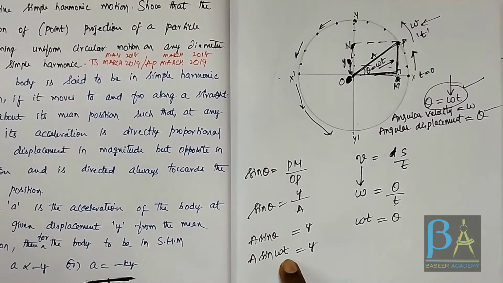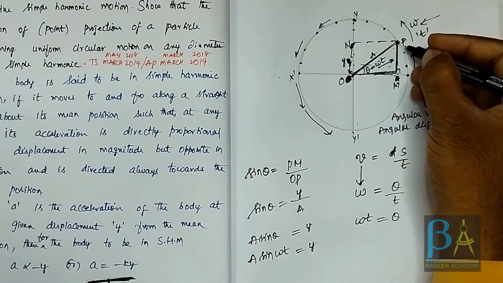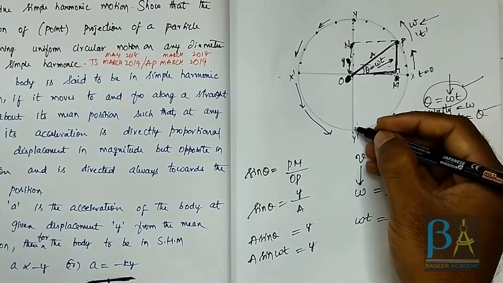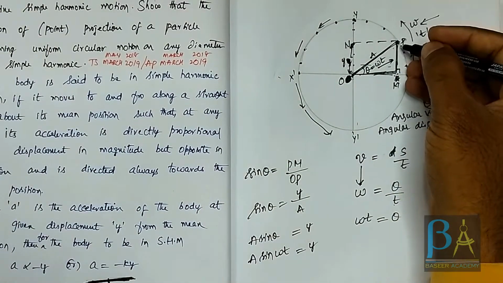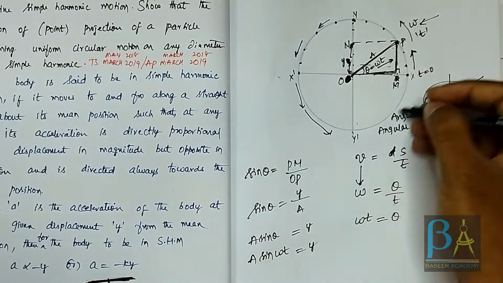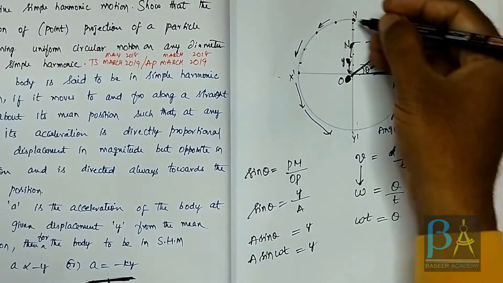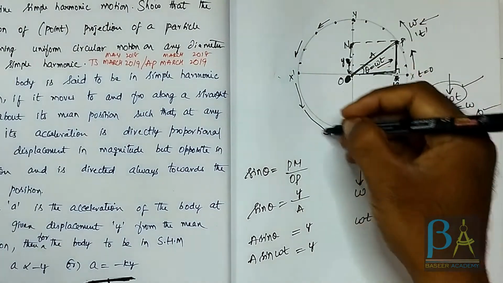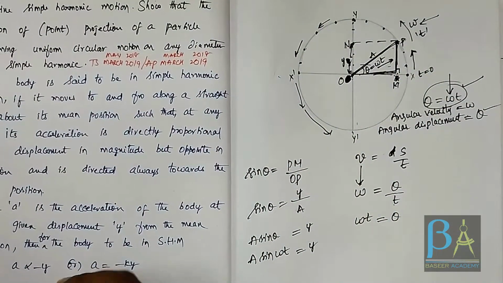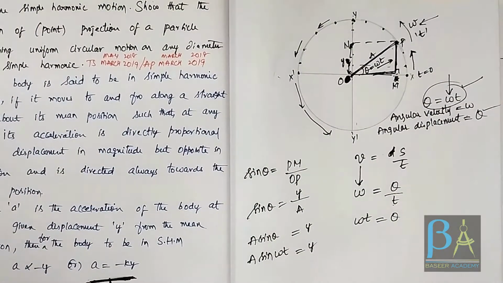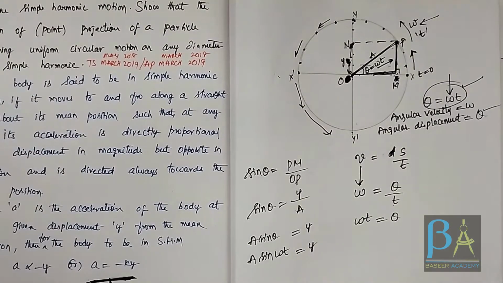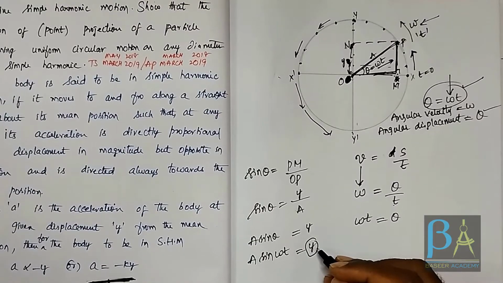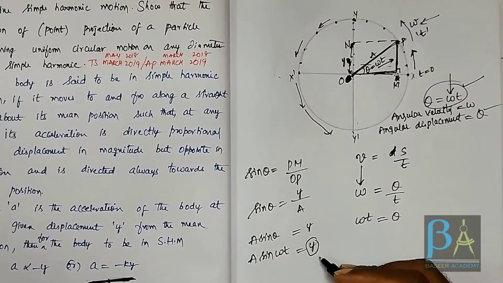But I want to prove that the projection of the particle moving in a uniform circular motion on any diameter is simple harmonic. If I want to show that the motion of a particle along the circumference of a circle moving in a uniform circular motion is simple harmonic, then I need to show that the acceleration is directly proportional to the negative of the displacement, isn't it? Now this is the displacement. I want to find out the acceleration. How am I going to find the acceleration?